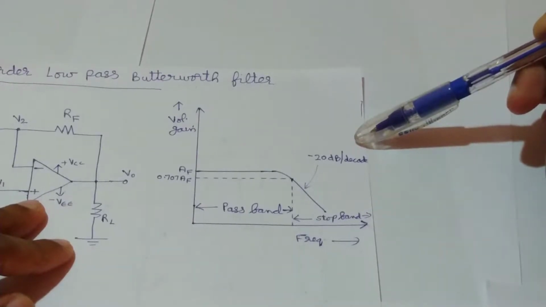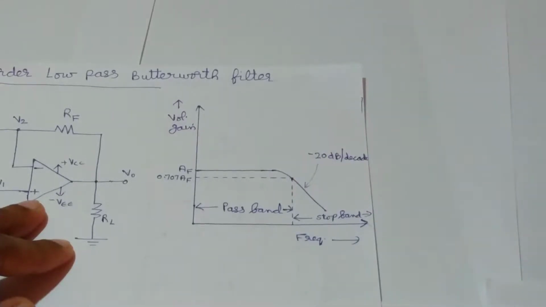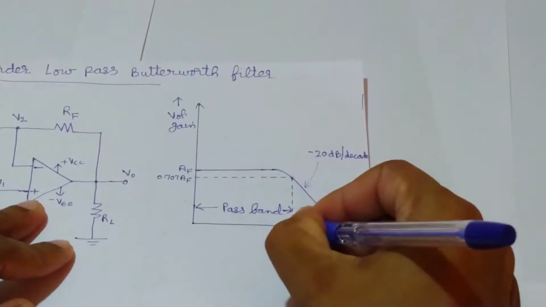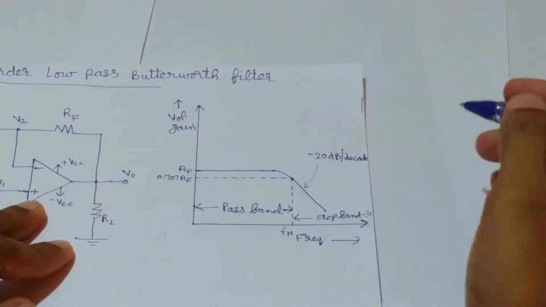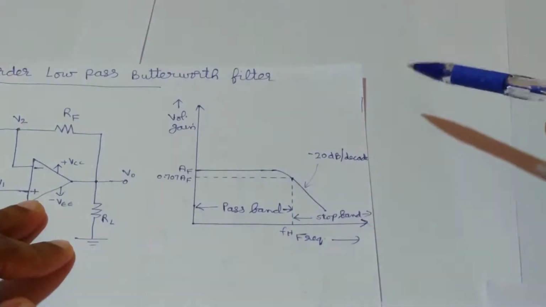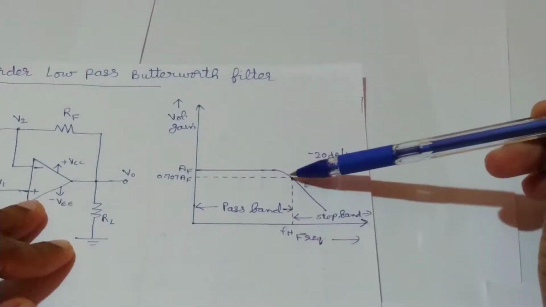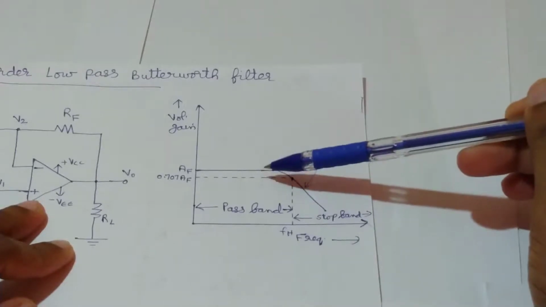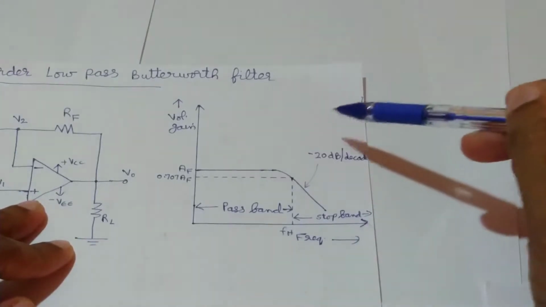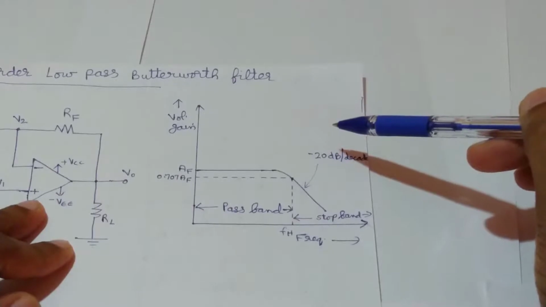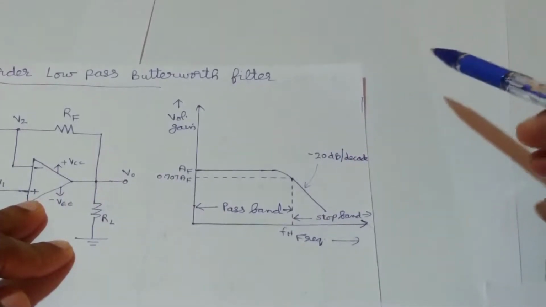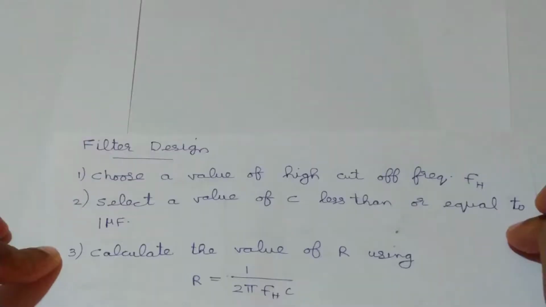Then the frequency f equal to fh is called the cutoff frequency. So this is the cutoff frequency fh, because the gain of the filter at this frequency is down by 3 dB from 0 Hz. The other equivalent terms for cutoff frequency are minus 3 dB frequency, break frequency, or corner frequency. Let's now consider how we can design this low pass filter.